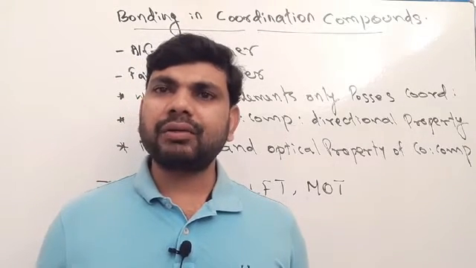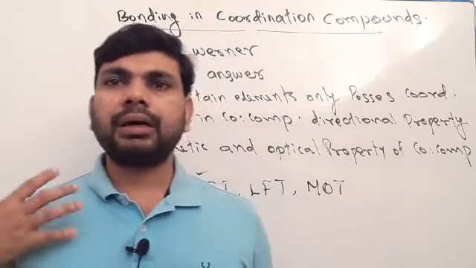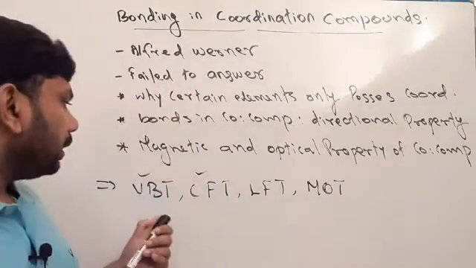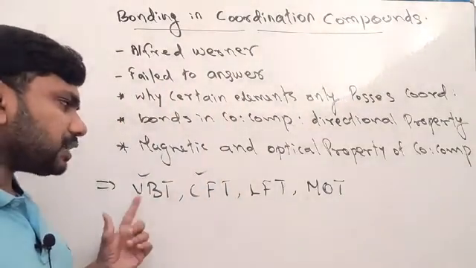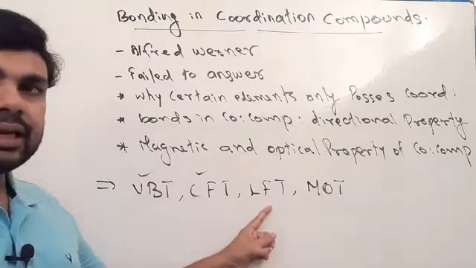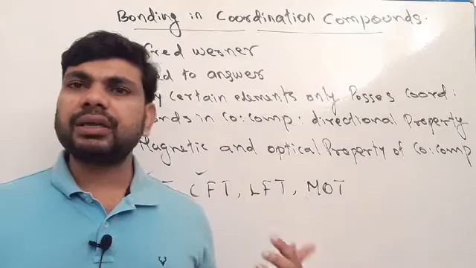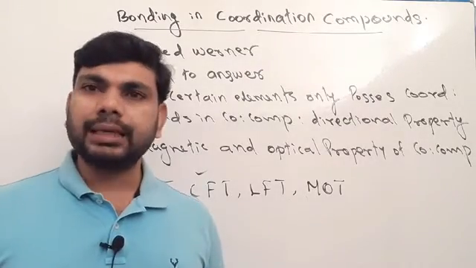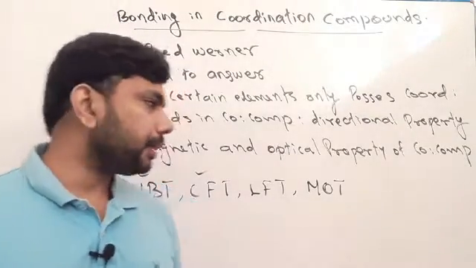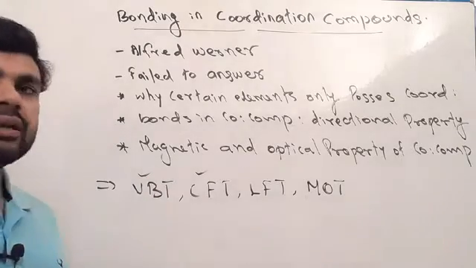That's why later on many theories were formed to explain bonding in coordination compounds. Such theories are valence bond theory, crystal field theory, ligand field theory, and molecular orbital theory. These are the different theories introduced by scientists to explain bonding in coordination compounds. Here we have to study valence bond theory and crystal field theory.